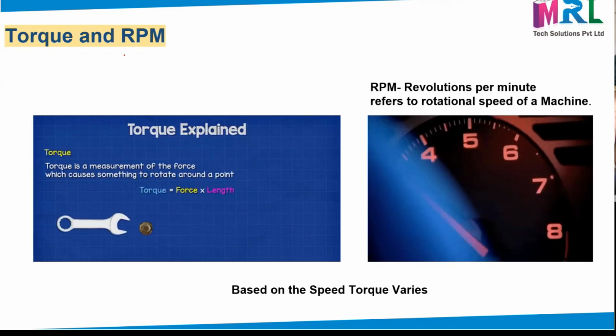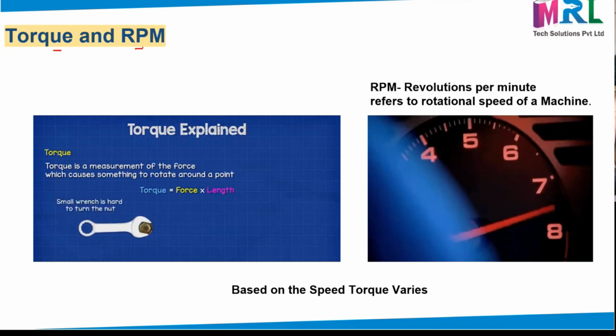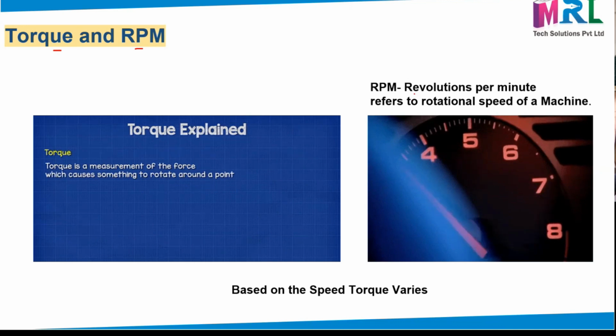Two things you have to learn: what is torque and what is RPM. Like we already discussed, RPM is nothing but revolutions per minute. So you can see in the speedometer, it shows how many rotations, into 1000, your wheel is moving per minute. So that is the rotational speed of a machine. Here we are using a wheel. In the car we call it a wheel.